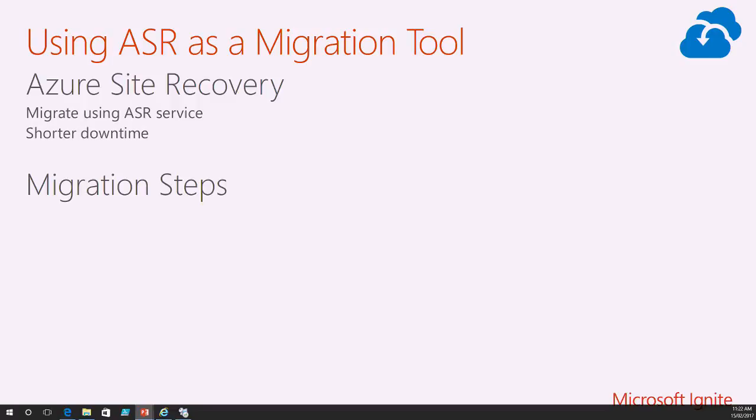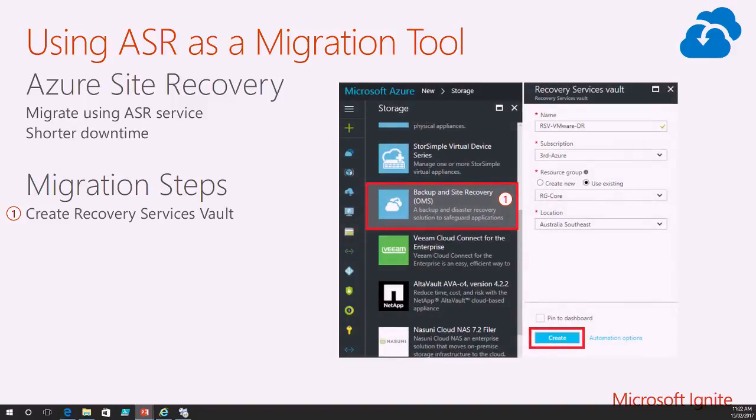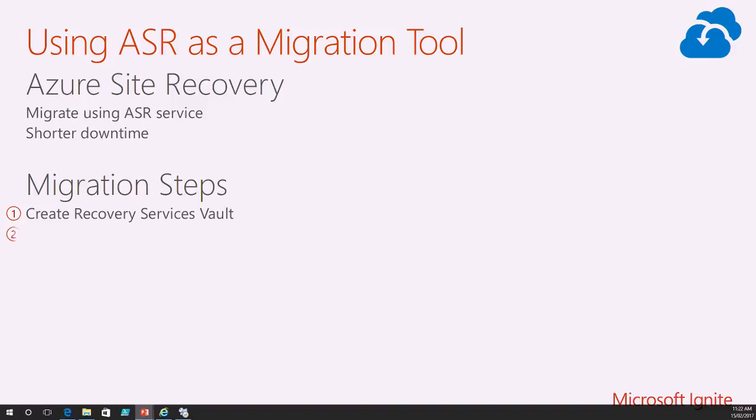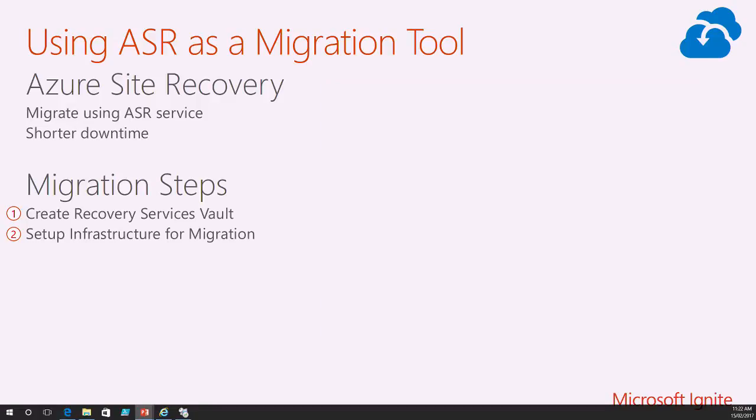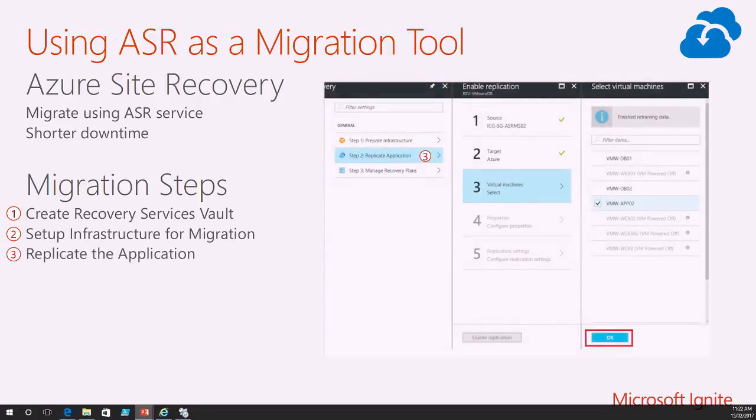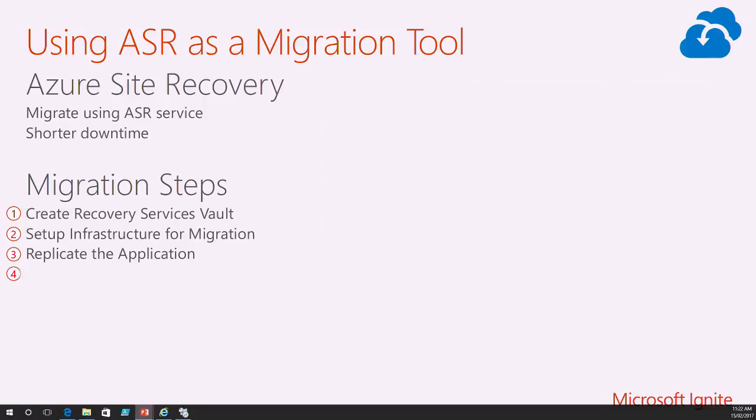So there are really six steps to do this. We create the vault, which we've already done, and set up the infrastructure, whether it's the VMware scenario, the Hyper-V scenario, or the physical scenario as well. Then we start replicating that workload or application, selecting that VM, exactly what we did, and replicate. The initial replica goes up there. It might take a while depending on bandwidth and the size of that virtual machine.